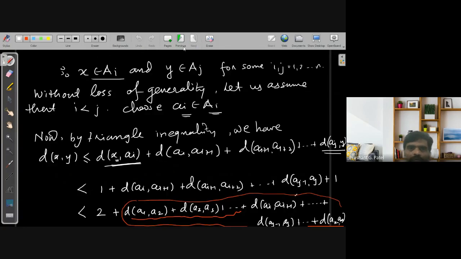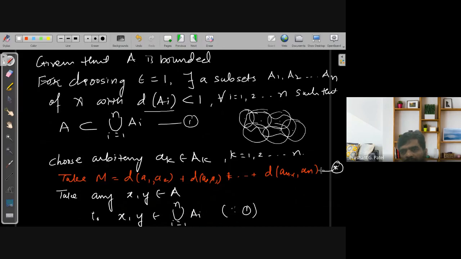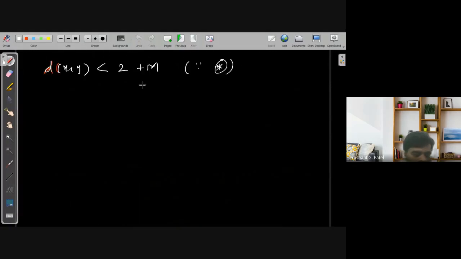So therefore from this we can say that d(x, y) is less than 2 plus m. This is because of star. What is star? We can write that star is our assumption. And this is true for every point x, y in A. So therefore we can say that A is bounded.